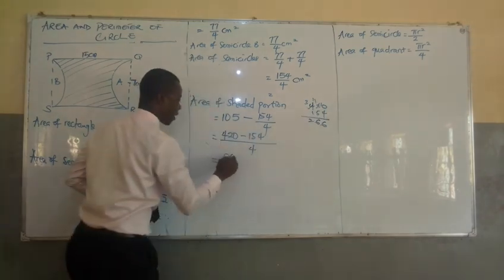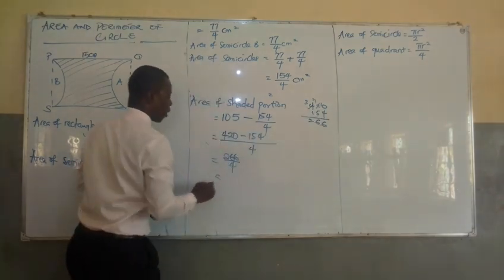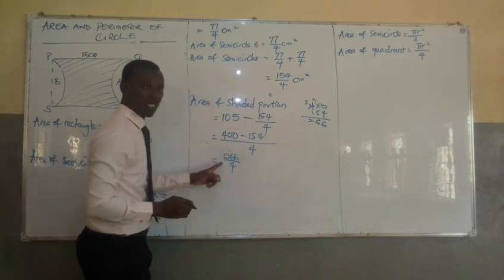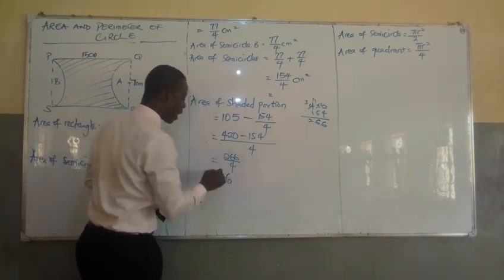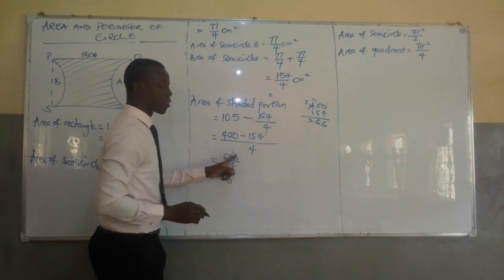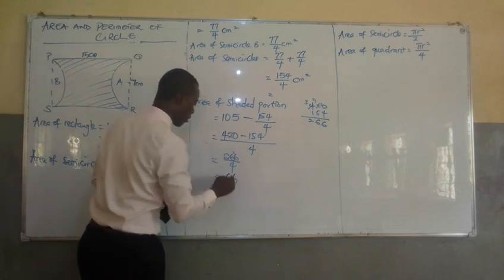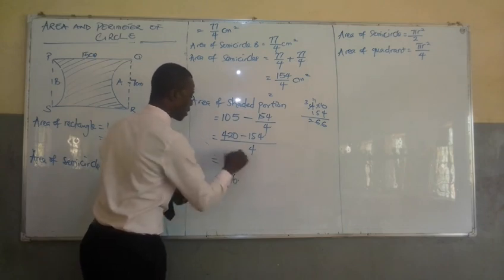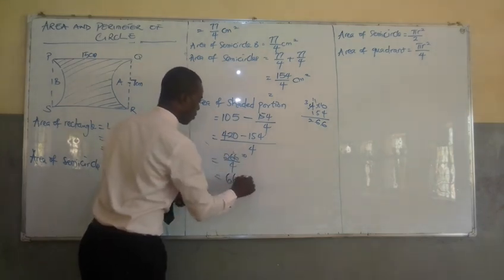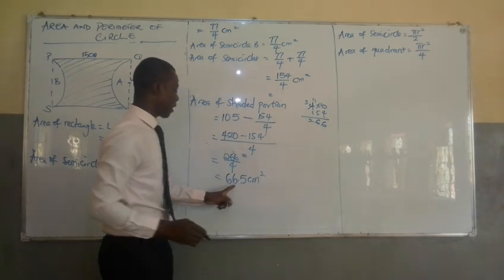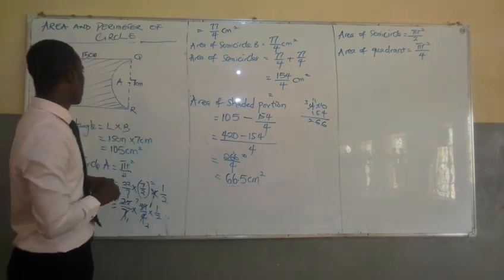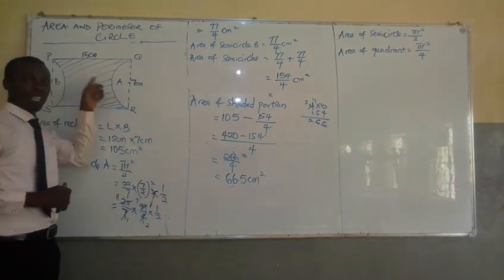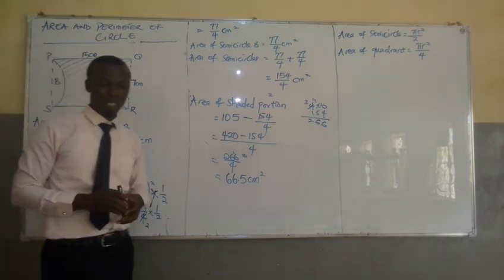So that gives us 266 divided by 4, which 4 goes into 26. That gives me 6 times, remaining 2. 4 cannot go into that, so I'm going to put a point and add 0 to this, and that gives me 5. So that is 66.5 centimeters squared. So that tells me the area of the shaded portion.